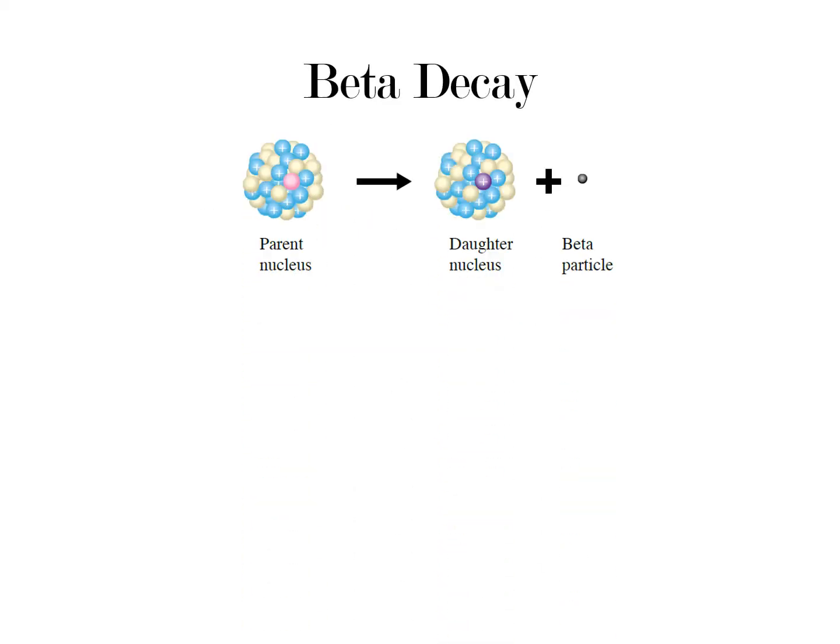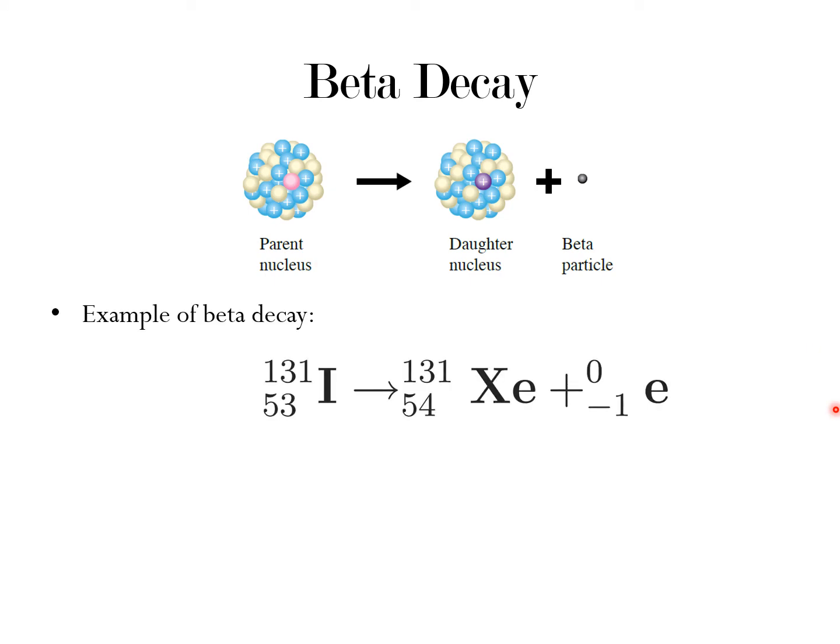This diagram shows the process of beta decay. As I have explained before, the parent nucleus will produce a daughter nucleus plus a beta particle. The daughter nucleus will be more stable compared to the parent nucleus. Next, we will see an example of beta decay. Here is the beta decay equation for iodine-131.